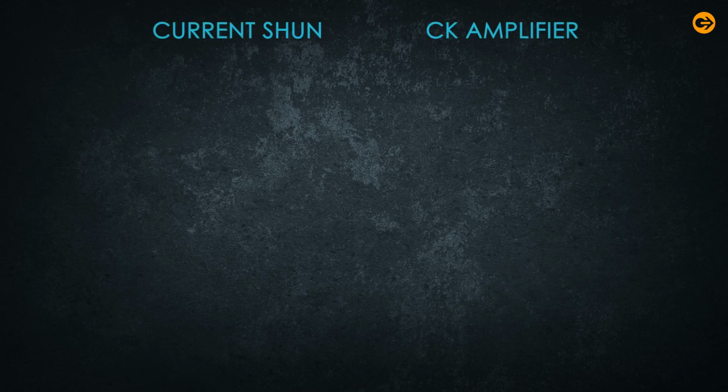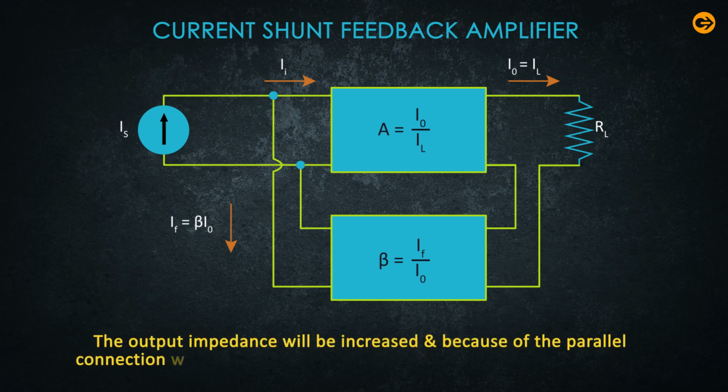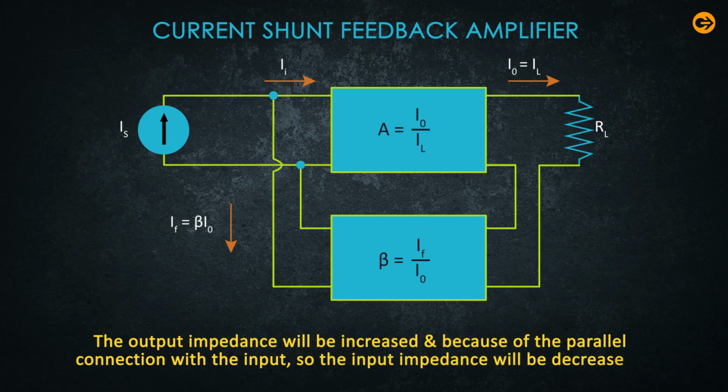Now, we will discuss the last topology, that is the current shunt feedback amplifier. Similarly, a portion of the output voltage is applied to the input in shunt through the feedback circuit. The block diagram of the current shunt feedback amplifier is shown in the figure. We can see that the feedback circuit is located in shunt with the output as well as the input. When the feedback circuit is connected in shunt through the output and in parallel with the input at the same time, the output impedance will be increased, and because of the parallel connection with the input, the input impedance will be decreased.